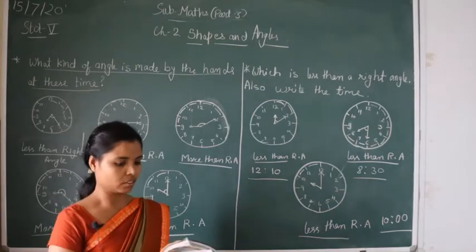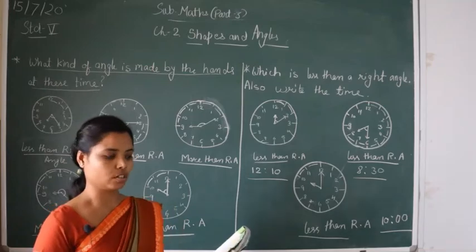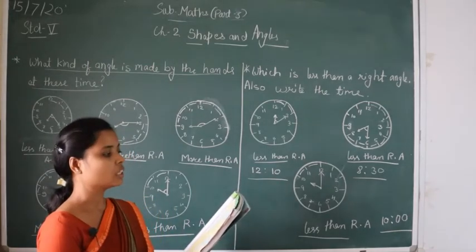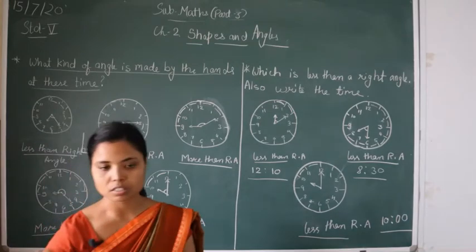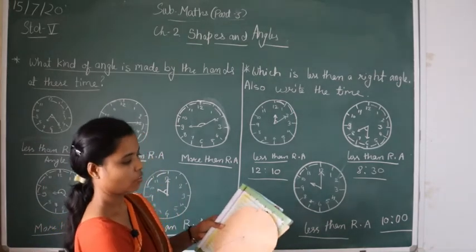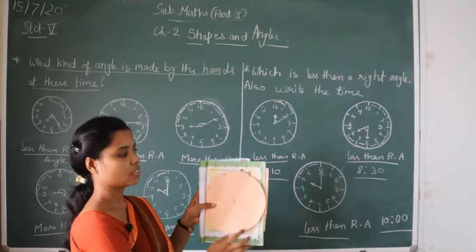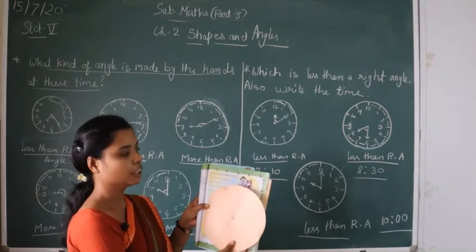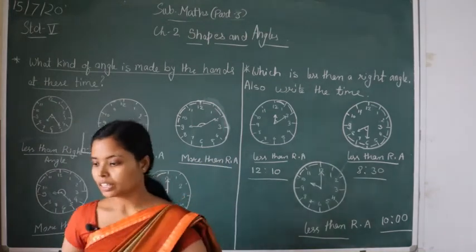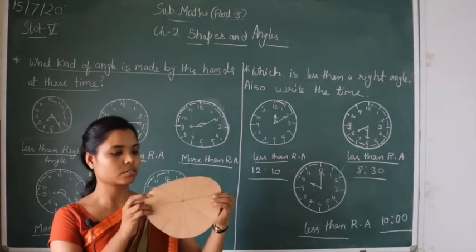Page number 31, activity: making a degree clock. Cut a circle out of paper. I also have a circle which I have already cut. Look here, this is a circle. Then fold it in half. When it says fold it in half, I fold it like this.